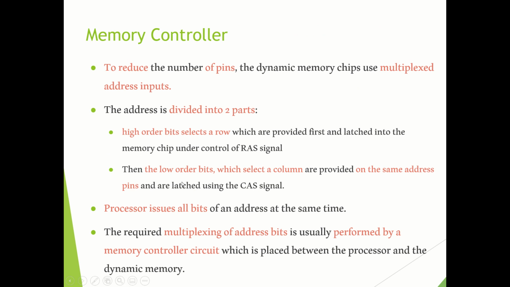The next point is called the memory controller. We know that if a processor wants to access any data or information, that is, any content from the memory, the processor will produce an address. And the number of address lines depends on the capacity of the memory. In most cases, in order to reduce the number of pins, most dynamic memory chips will multiplex the address.